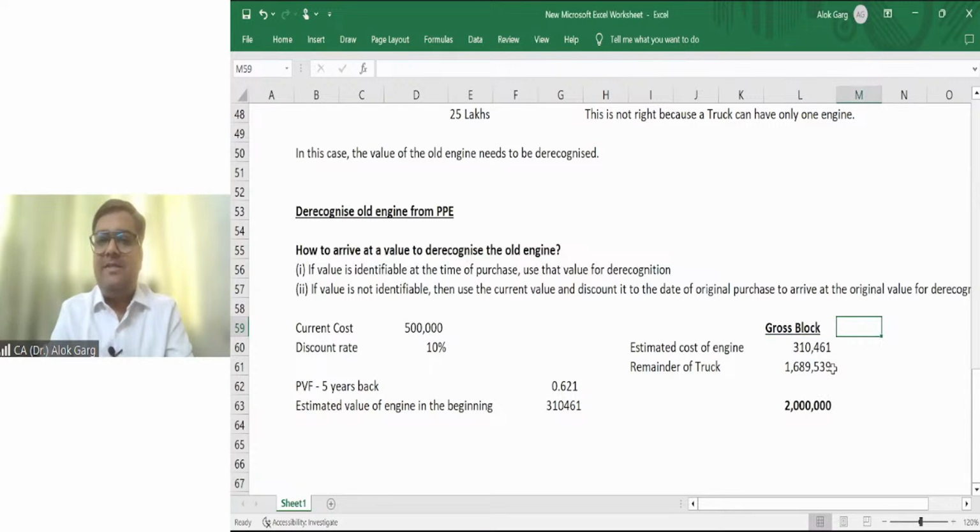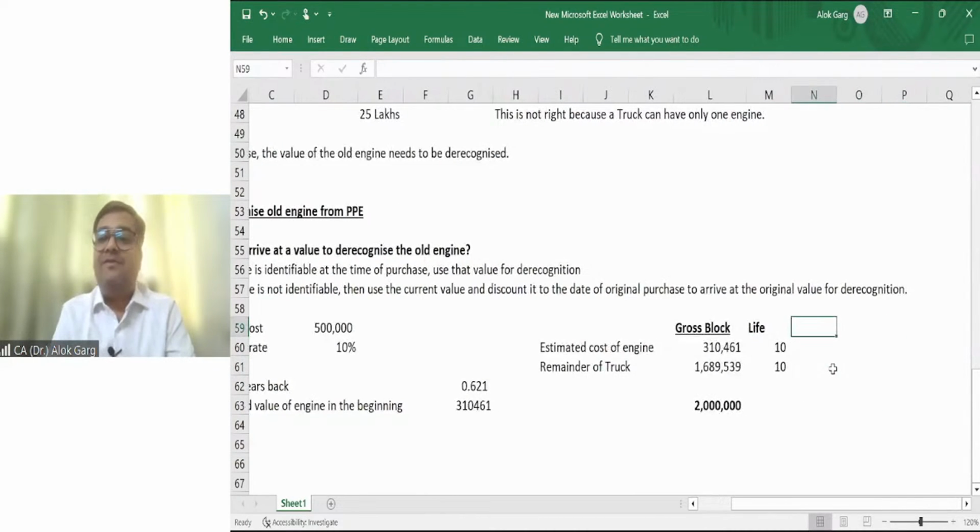Gross block, do you all understand or you haven't understood? Simple. What is the life of the truck? Life was 10 years, na? The life was 10 years. It means so far the depreciation would have been charged on the basis of a life of 10 years.